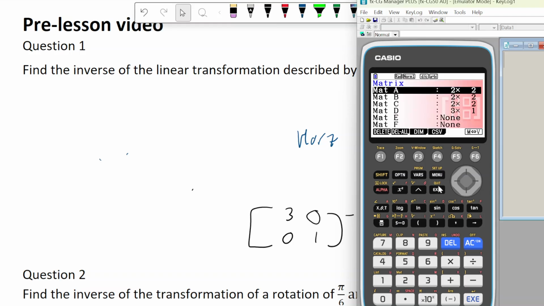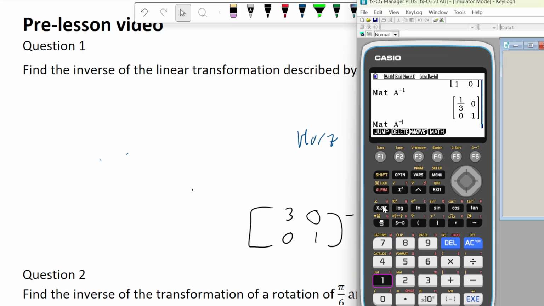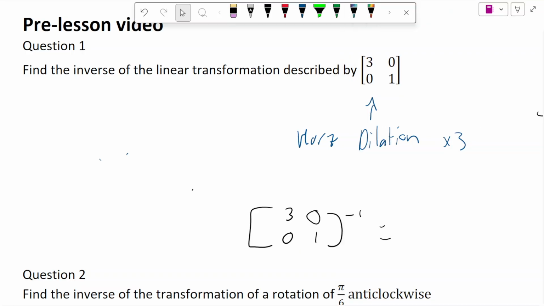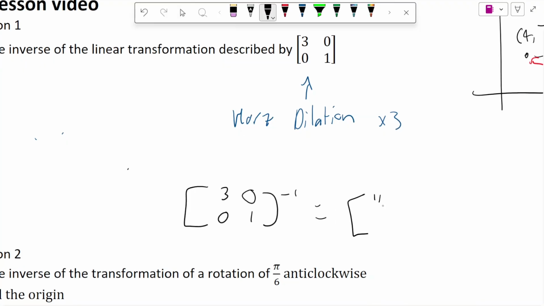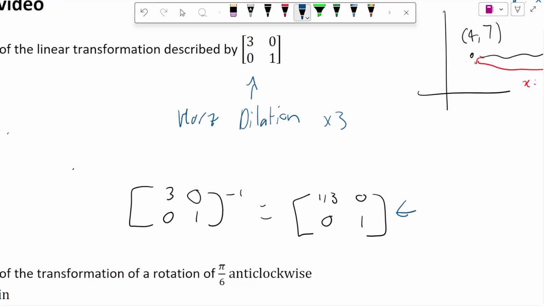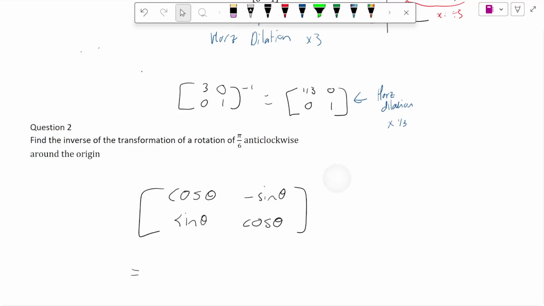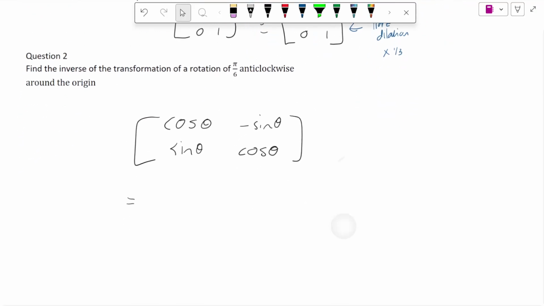So [3, 0; 0, 1], and that's in matrix A. If I go shift, matrix, alpha A, to the power of -1, that gives me the inverse: [a third, 0; 0, 1]. Now, this matrix, if you're familiar with dilations, represents a horizontal dilation where the scale factor is multiplying by a third. So that's the inverse. It undoes the original transformation.